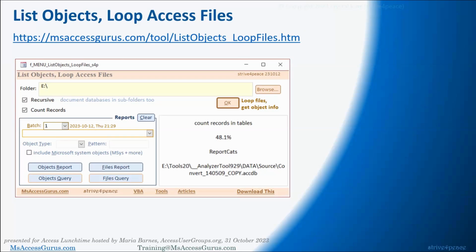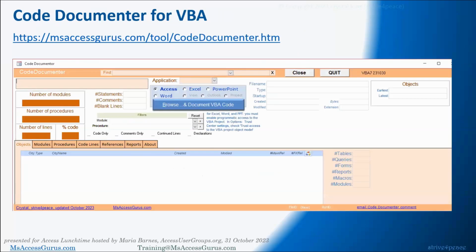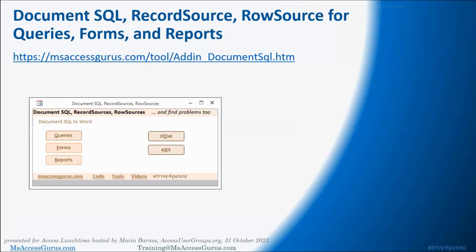Sure. This is just the first one I talked about, list objects, loop access files. The second one is the code documenter. In case you want to document your SQL for queries, record sources, row sources, there's a tool that I didn't talk about that you might find really useful. Actually, it's an add-in, but there's instructions on the page on how to install it.